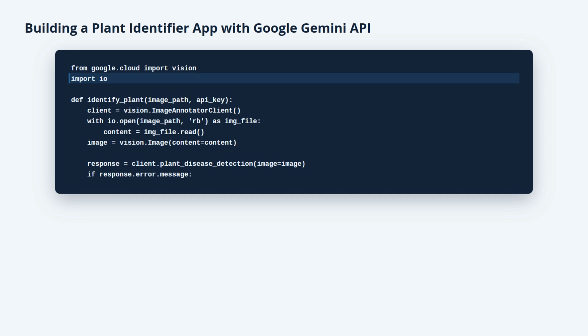After that, we can write a function to send an image of a plant to the Gemini API. Make sure to handle potential errors if the image isn't clear or recognizable. Once we get the response back, we'll parse the data to extract the plant's name and other relevant details. Finally, we'll create a simple interface that allows users to upload an image and see the identification results seamlessly.